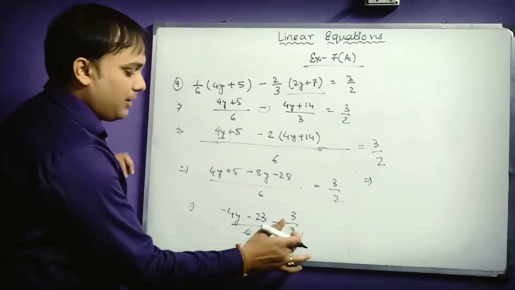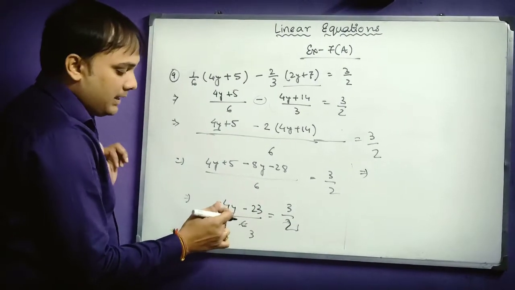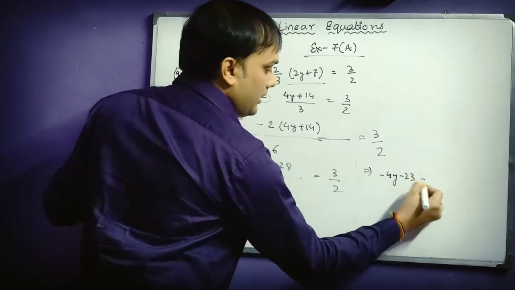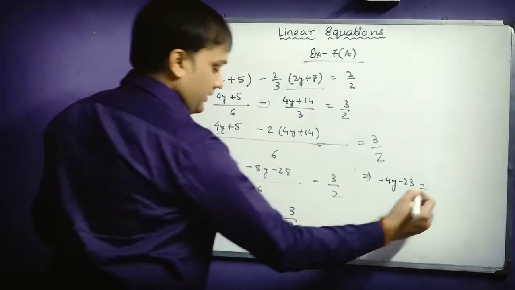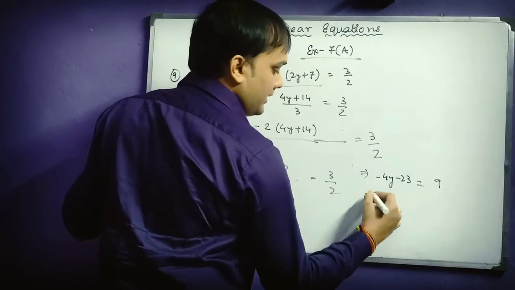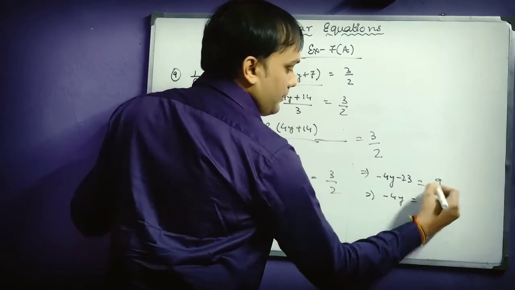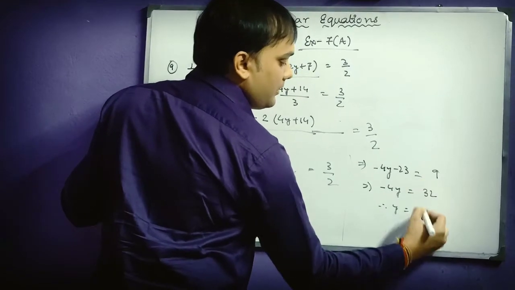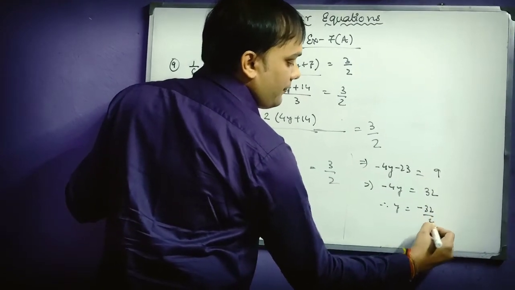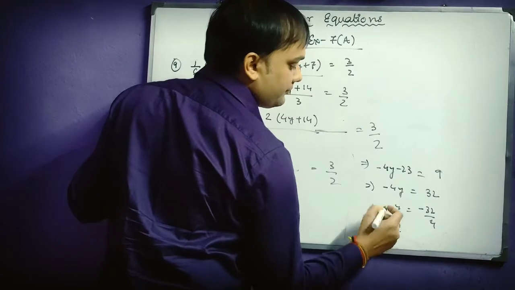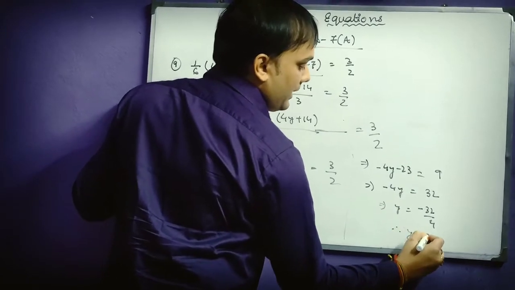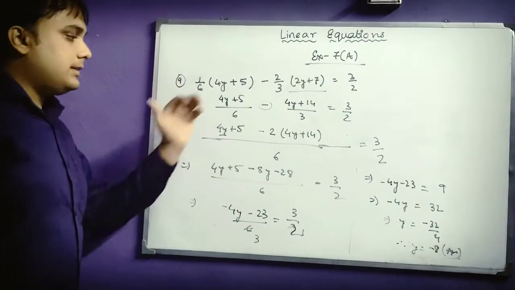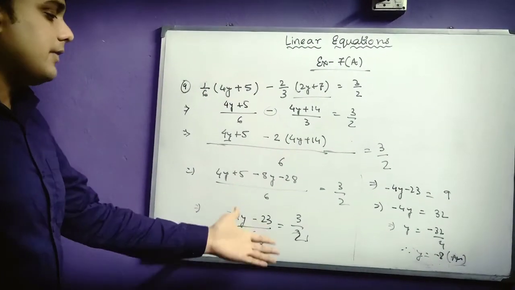Now just multiply 1 with this complete term. It will be minus 4y minus 23 equals to 3 threes are, it will be 9. So you will get here minus 4y, 9 plus 23, 32. So y equals to, this minus will go there, okay, divided by 4. Therefore, y equals to minus 8. This is our answer. So students, in this way you can find the value of y here.